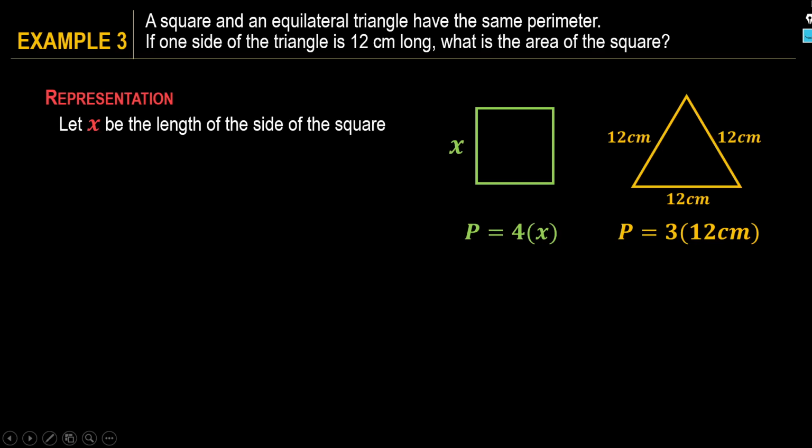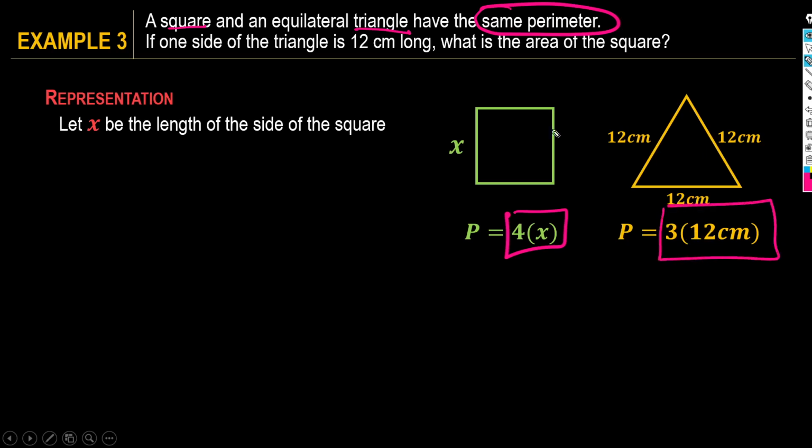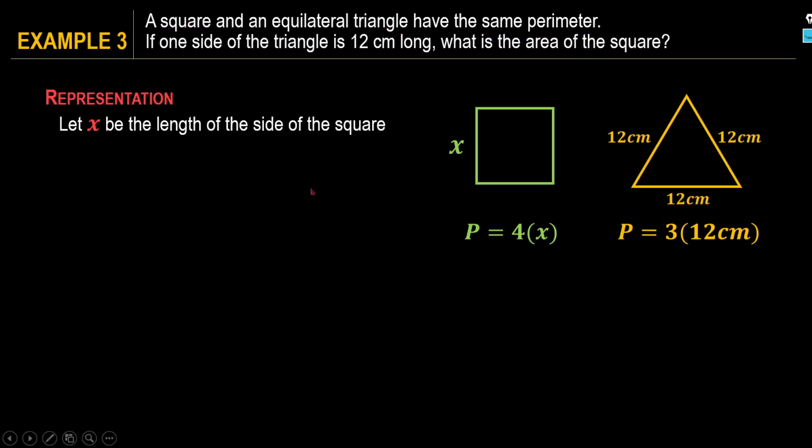But again, look at our problem. There's a key phrase here. Your square and your triangle have the same perimeter. Right? What is the perimeter of the square? It's 4x, 4 times x. And the perimeter of the triangle is 3 times 12 centimeters. But they are the same. Then that should lead us directly to setting up our equation. Our equation is that they are the same: 4 times x equals 3 times 12.